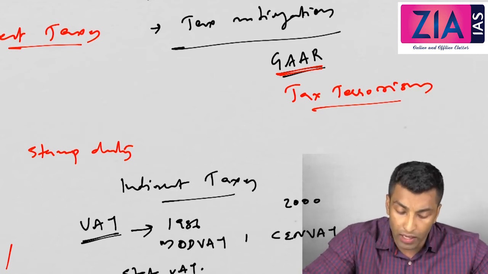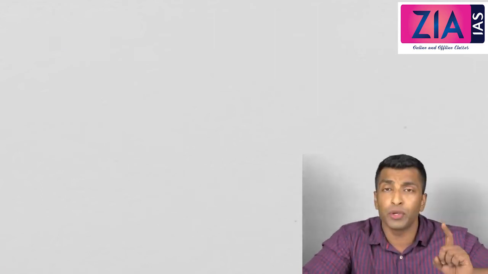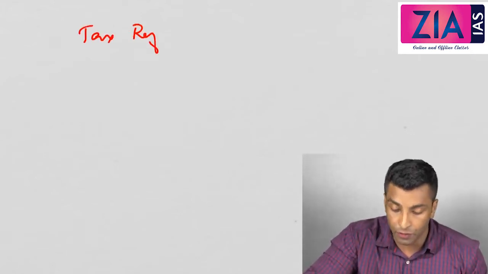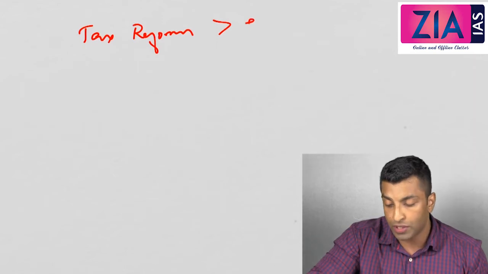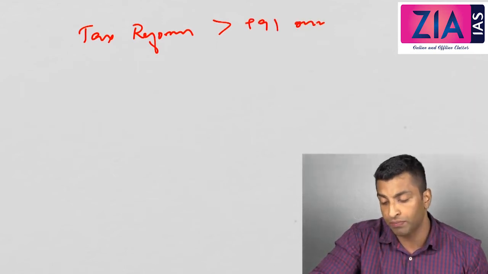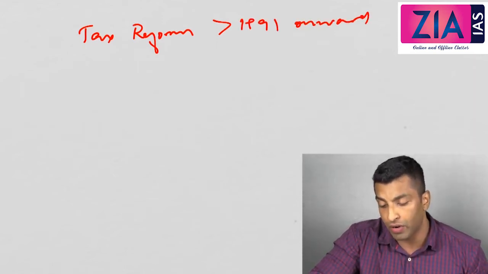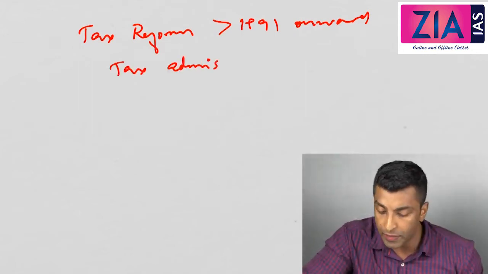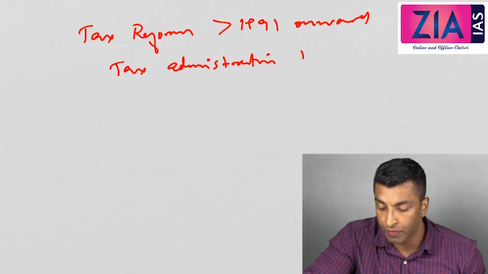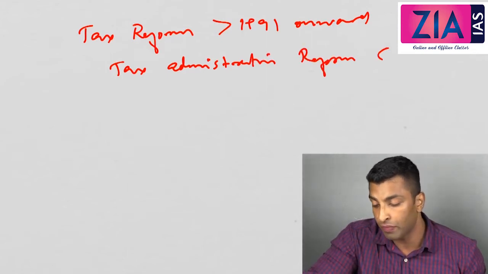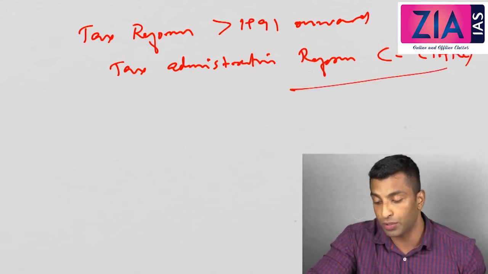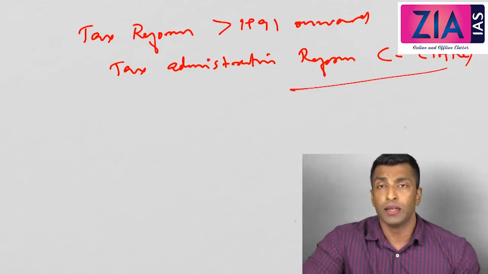And in this lecture, I'll be covering 2 topics. As you have seen in the thumbnail, we will be going for tax reforms post-91 onwards, okay, 1991 onwards, and then we will also cover the Tax Administrative Reform Commission, okay, so TARC. So these are the 2 topics that we are going to cover today.